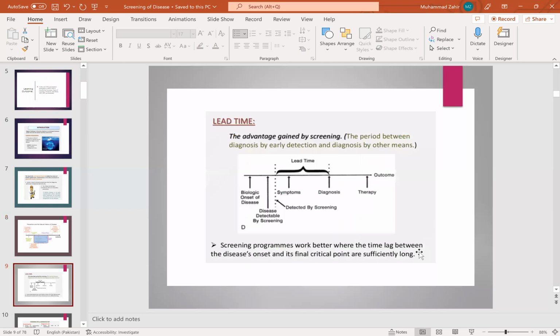Talking about the lead time, the advantage gained by screening, it is the period between diagnosis by early detection and diagnosis by other means. So there is the biological onset of the disease and its outcome, and the lead time is where the symptom and diagnosis, and detection by screening, fall. Screening programs work better when the time lag between the disease onset and its final critical point is sufficiently long.